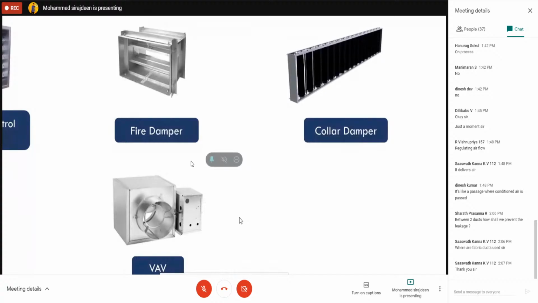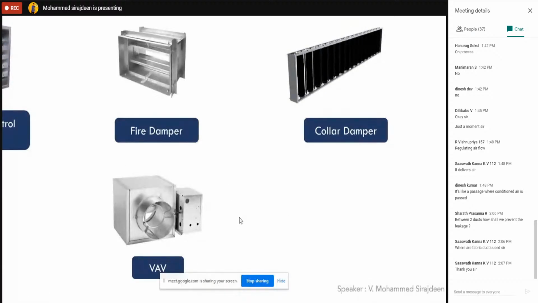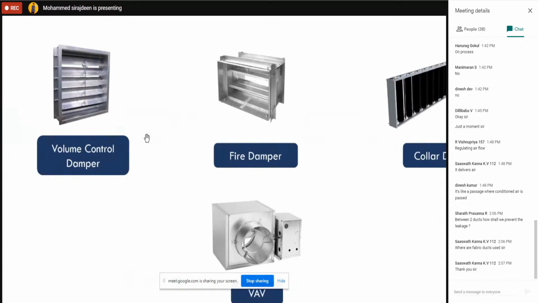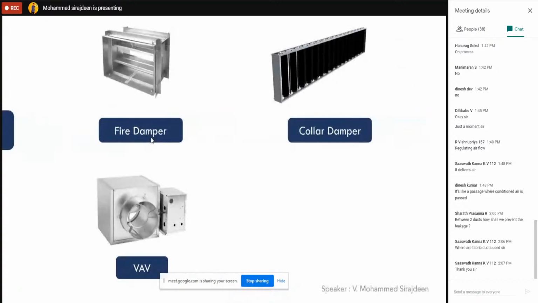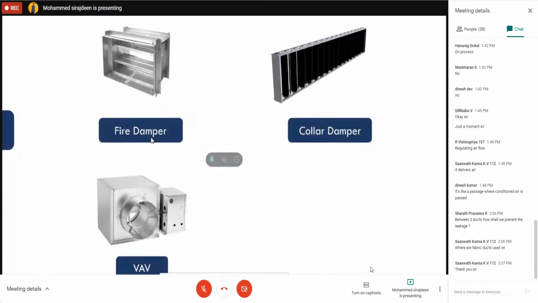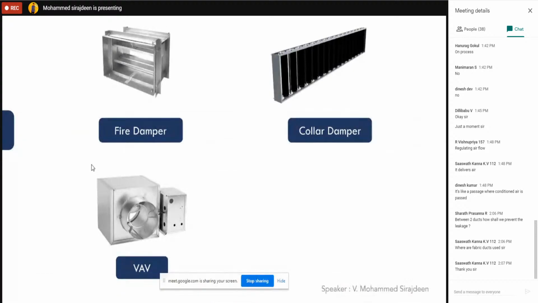There are two types of devices. What will VAV do? When we are supplying a common duct to the workstation as well as the control room, we can control the flow by using a VCD. But if there is no person in the control room or meeting room, the air will simply go. To avoid that situation and save energy, we will provide a VAV. How does VAV work?